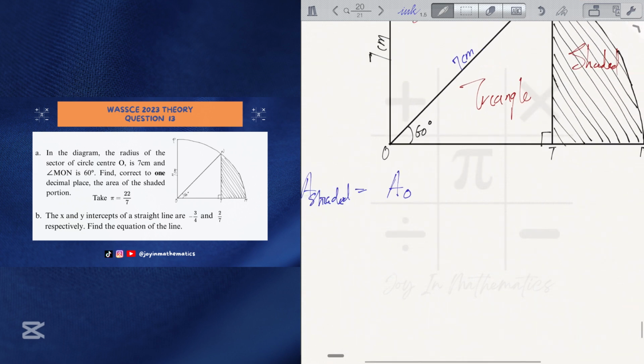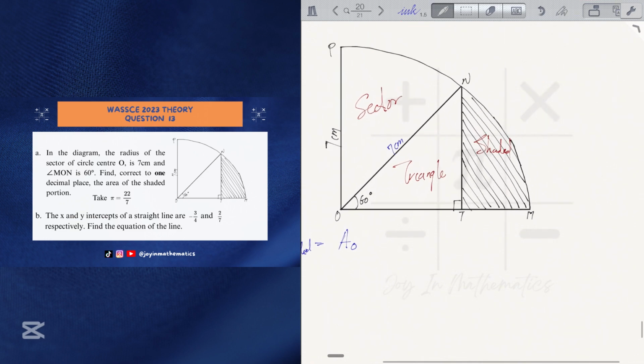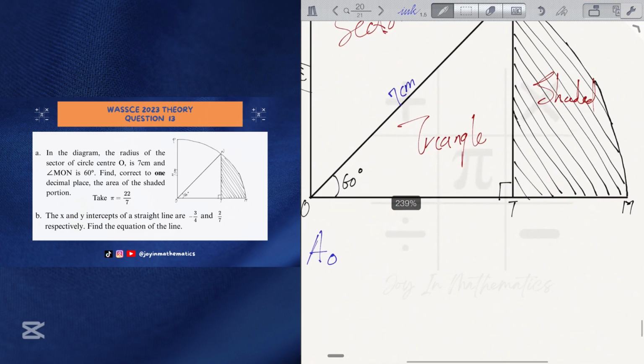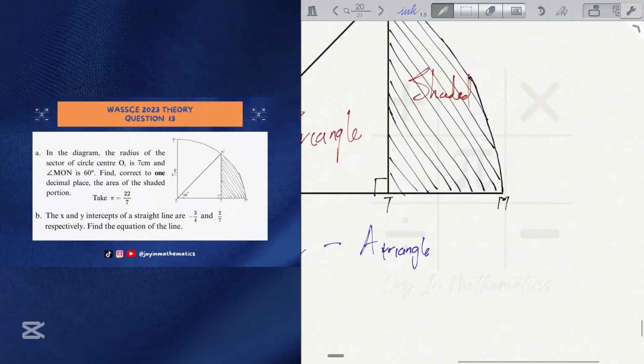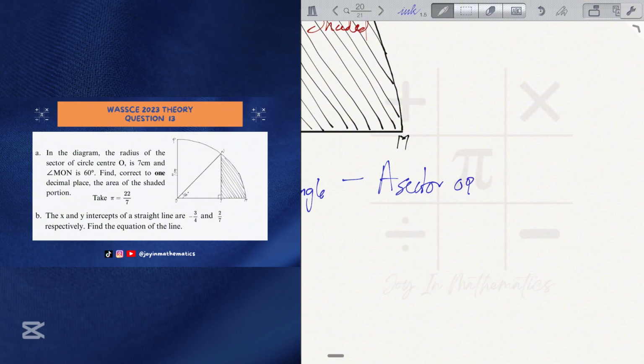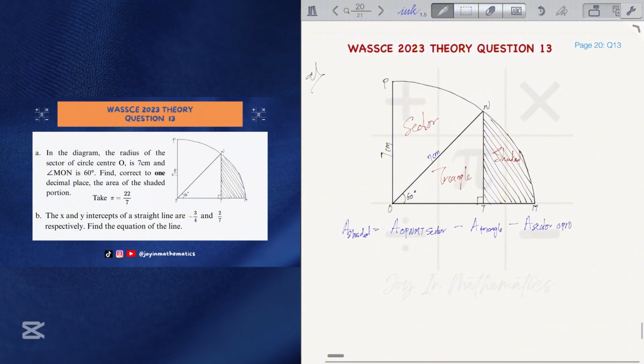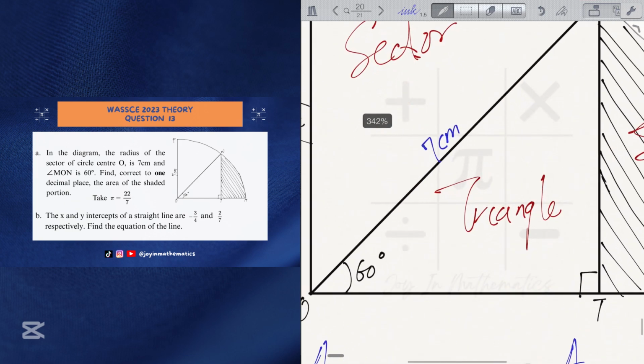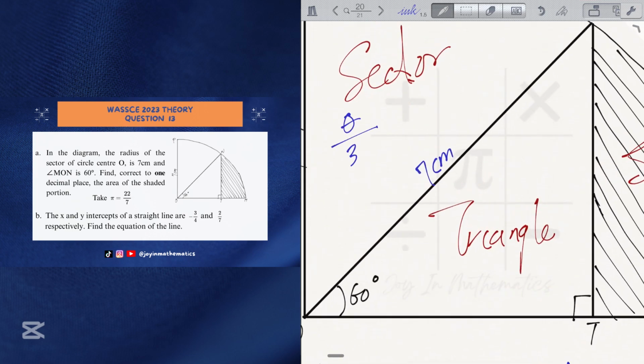So the sector is called sector OPNMT. We are going to subtract the area of the triangle from it, and also we are going to subtract the area of the small sector, which is sector OPN. So what is the formula for area of sector now? The area of sector that we are applying is theta divided by 360 multiplied by pi r squared.